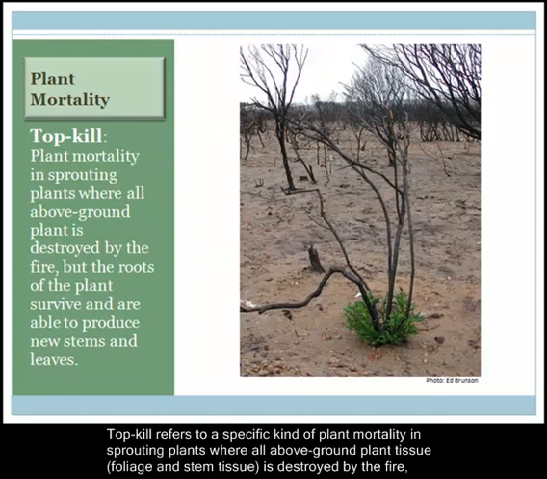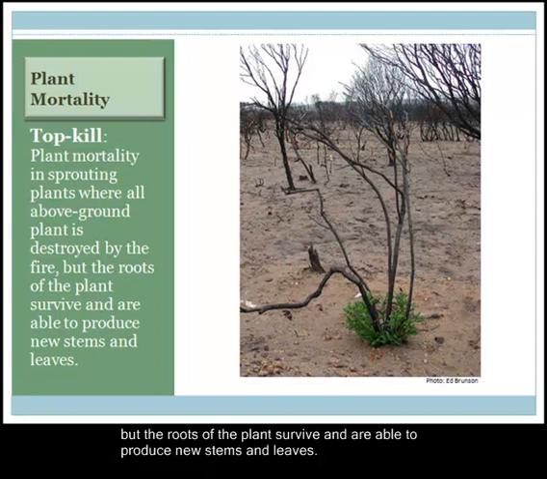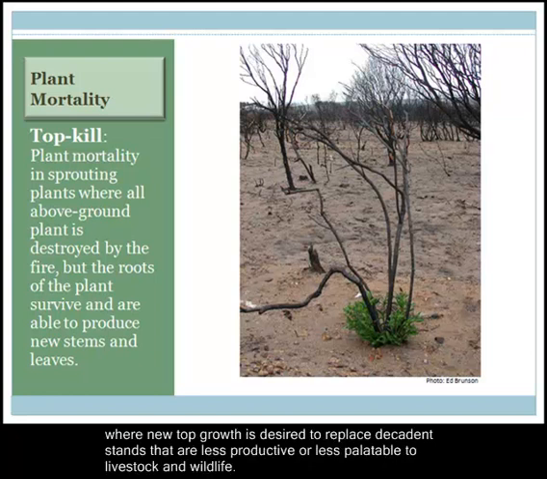Top kill refers to a specific kind of plant mortality in sprouting plants where all above-ground plant tissue, foliage and stem tissue, is destroyed by the fire, but the roots of the plant survive and are able to produce new stems and leaves. Amount of top kill desired is a common management objective for shrub and grass vegetation types, where new top growth is desired to replace decadent stands that are less productive or less palatable to livestock and wildlife.